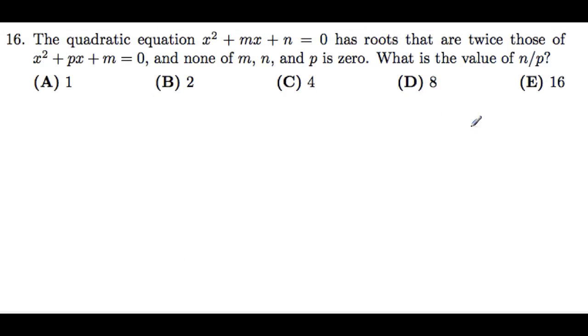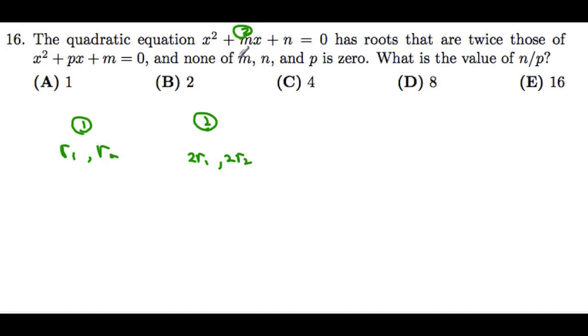Number 16, the quadratic equation that we have here has roots that are twice those of this one. So in other words, if the roots of this equation are R1 and R2, the roots of the second equation would be equal to 2R1 and 2R2. That's basically what's going to be happening. Now, none of M and P is 0. What is the value of N over P?